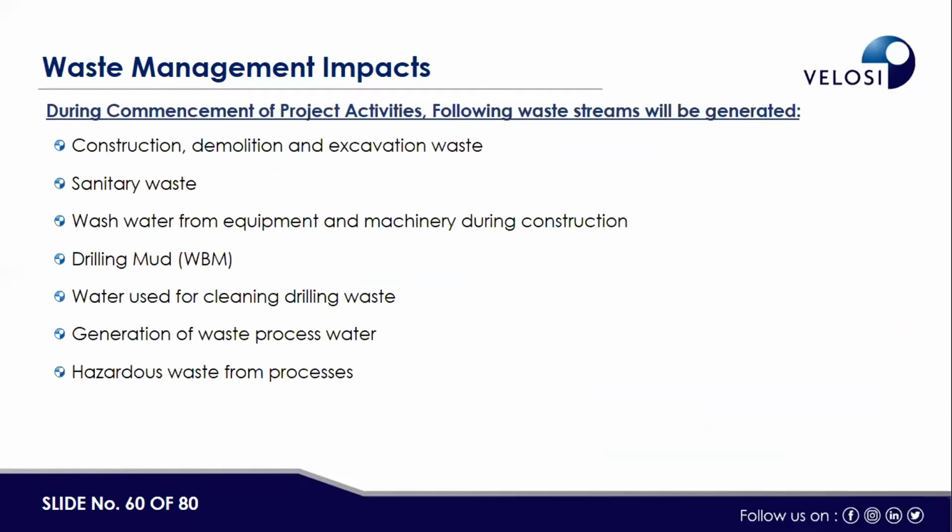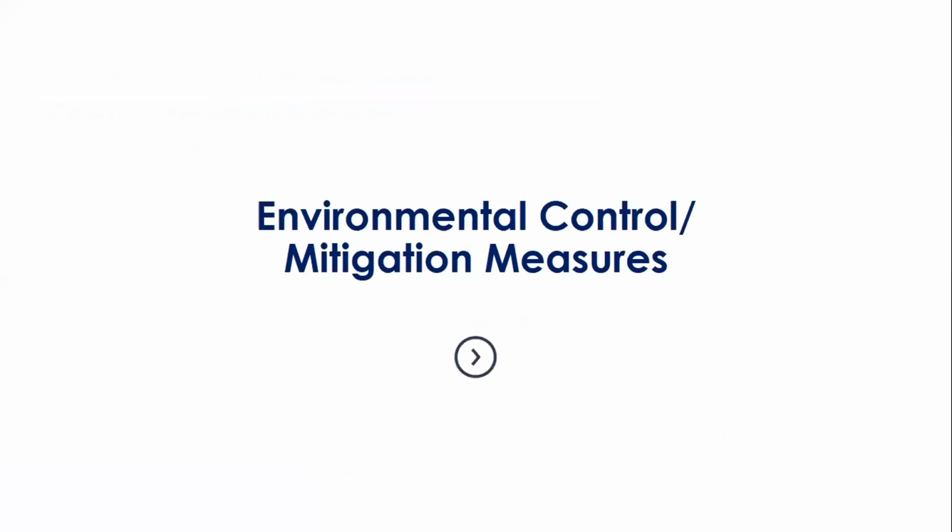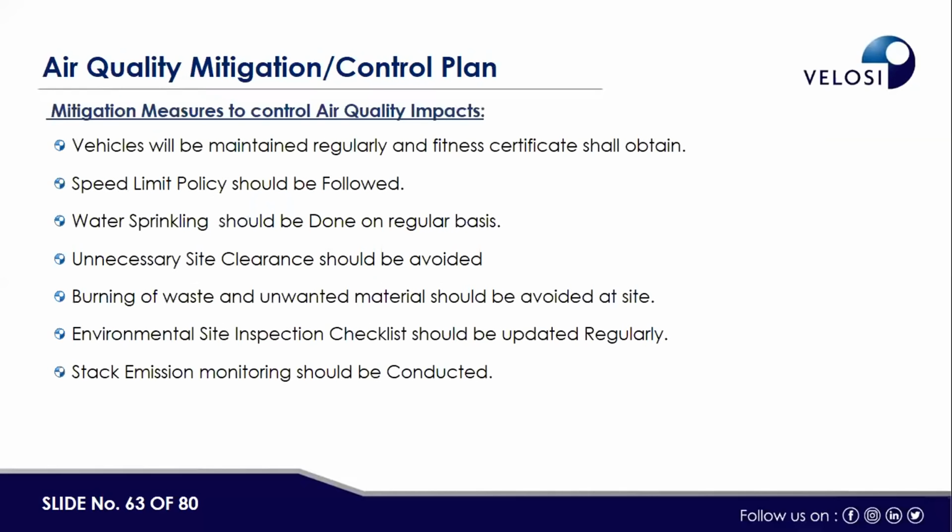Then waste management impact. The wastes expected during this project are construction, demolition, or excavation waste, sanitary waste, wash water from equipment or machinery, drilling mud, water-based mud, water used for cleaning, drilling waste, generation of waste process water, and hazardous waste from the process. Then the socioeconomic issues: there were some negative and some positive issues. The negative impacts are change in the local social culture or norms of the local community and traffic congestion. However, the positive impacts are that this project gives employment opportunities and increases the local economy. So these are all. Now we are going to explain the control or mitigation measures.